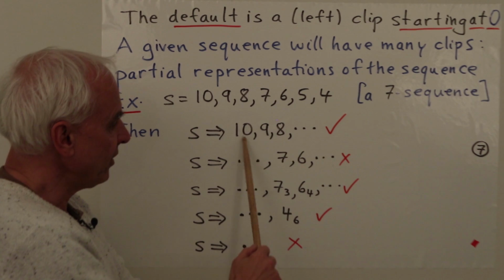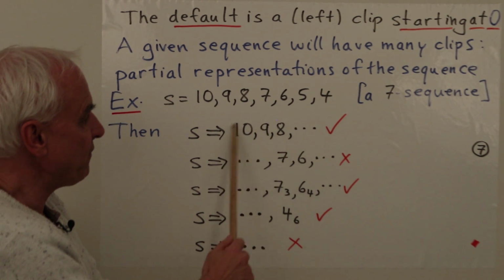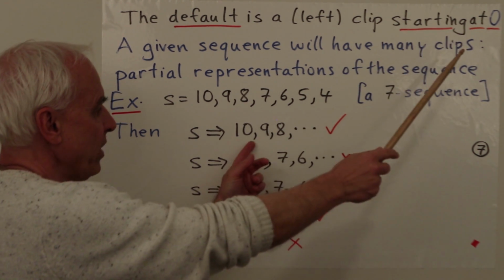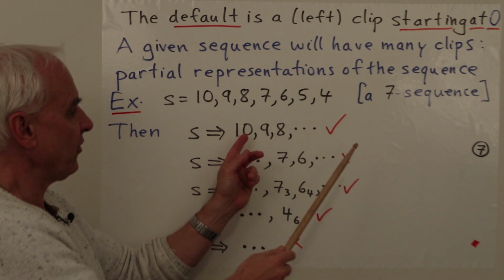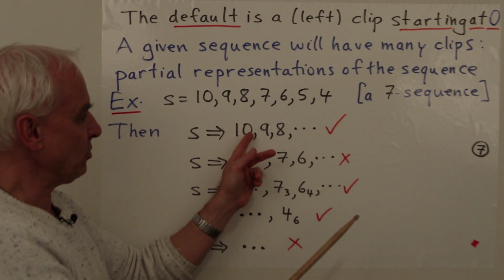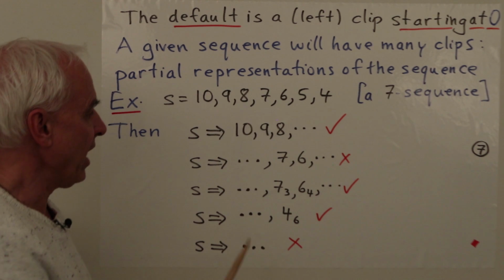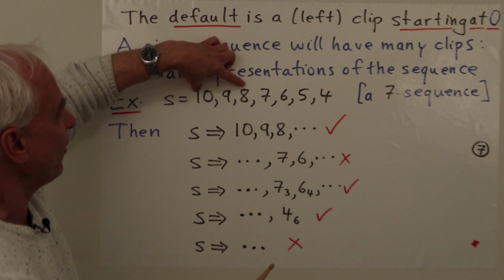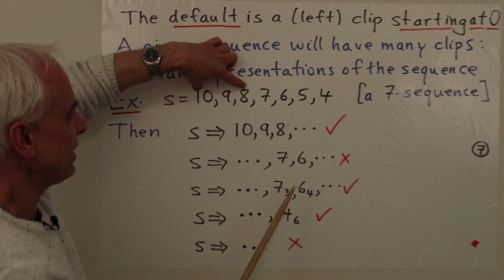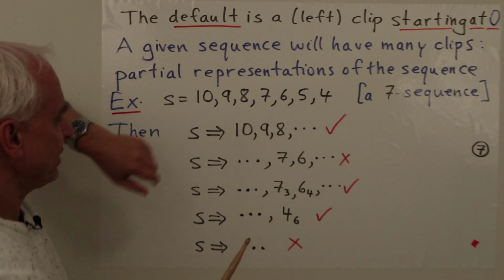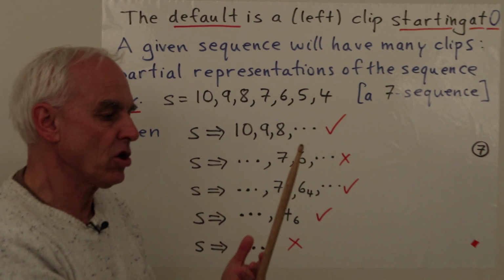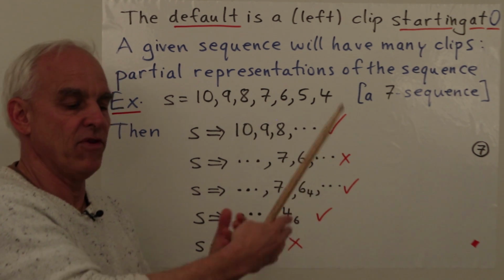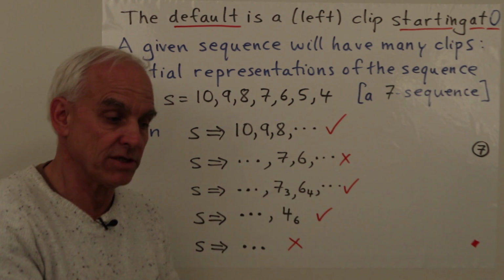This is okay. This is the default. The default is if there are no indexes, or indices we should say, then it's automatically assumed to be 0, and then 1, and then 2, and so on. And that actually is a left clip from this original sequence. So that's a legitimate statement, giving us a partial leftmost view of the sequence. It's telling us how the sequence starts.